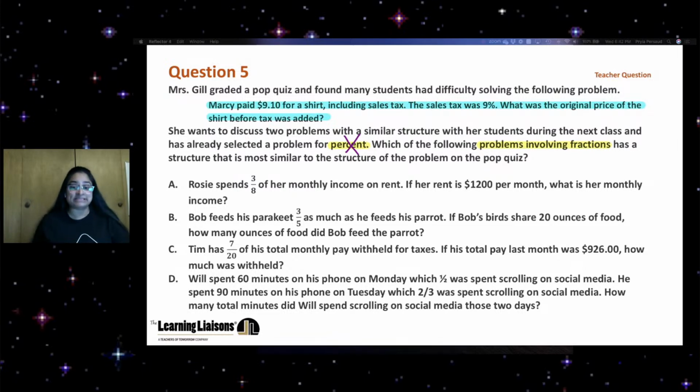Will spent 60 minutes on his phone on Monday, of which half was spent scrolling on social media. He spent 90 minutes on his phone on Tuesday, of which 2/3 was spent scrolling on social media. How many total minutes did Will spend scrolling on social media those 2 days?